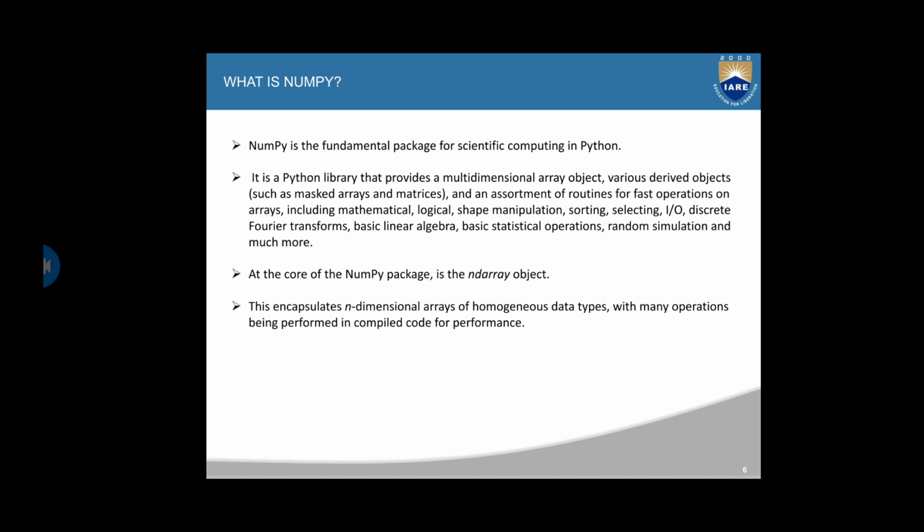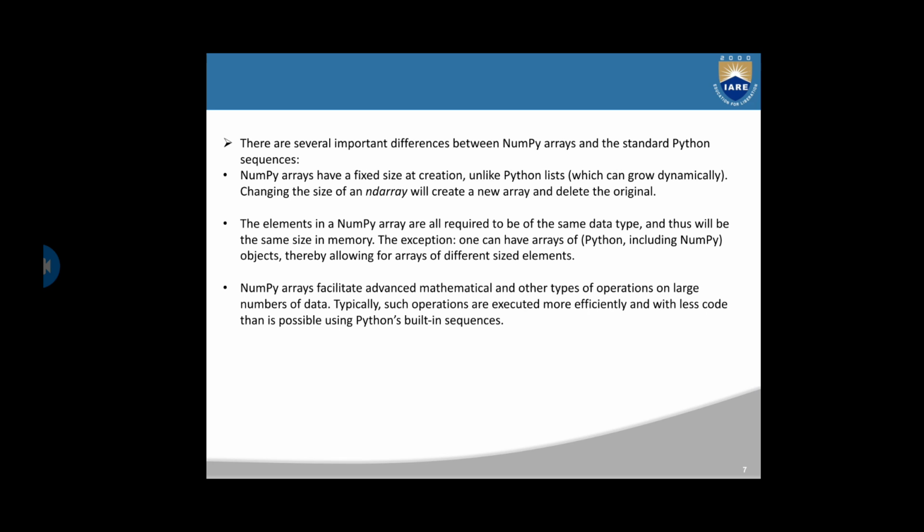At the core of the NumPy package is the ndarray object. These are n-dimensional arrays of homogeneous data types with many operations being performed in compiled code for performance. There are several important differences between NumPy arrays and the standard Python sequences. NumPy arrays have a fixed size at creation, unlike Python lists, which can grow dynamically. Changing the size of an ndarray will create a new array and delete the original.